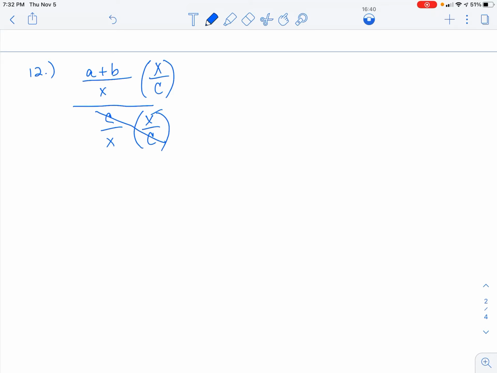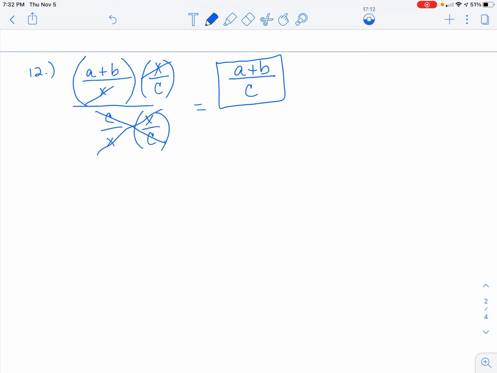But look what happens. These will cancel out. And now I'm going to end up with a plus b over x times x over c. But remember, when you're multiplying with fractions, I can cancel anything as long as these are factors. I can do some cross-canceling here. My x's are going to go away. So I'm going to end up with a plus b all over c. And that's the answer to number 12.